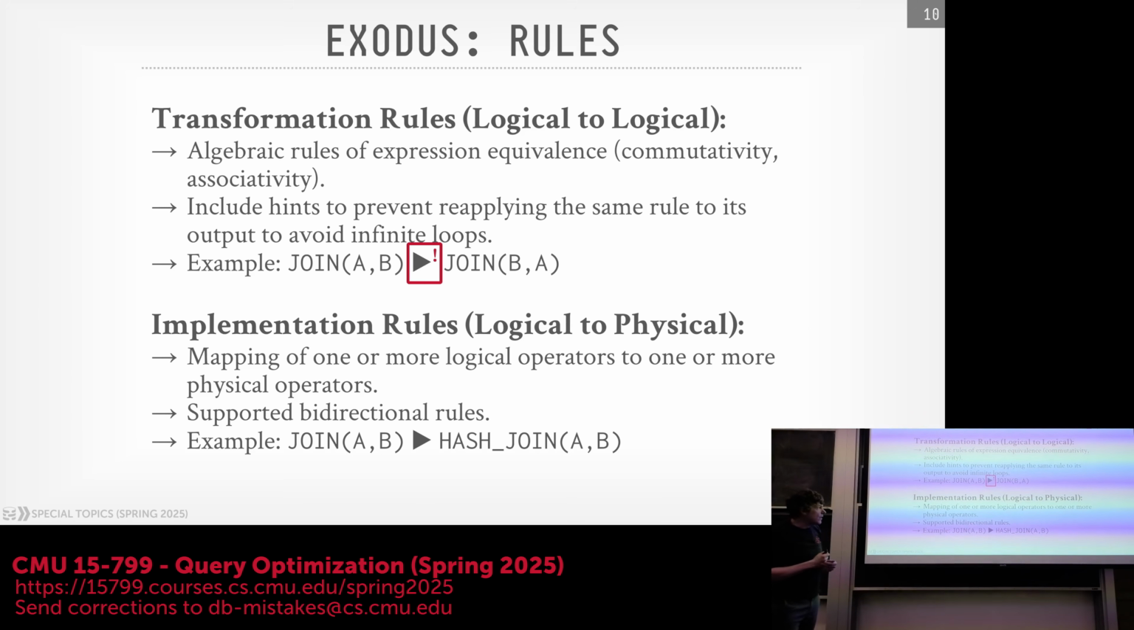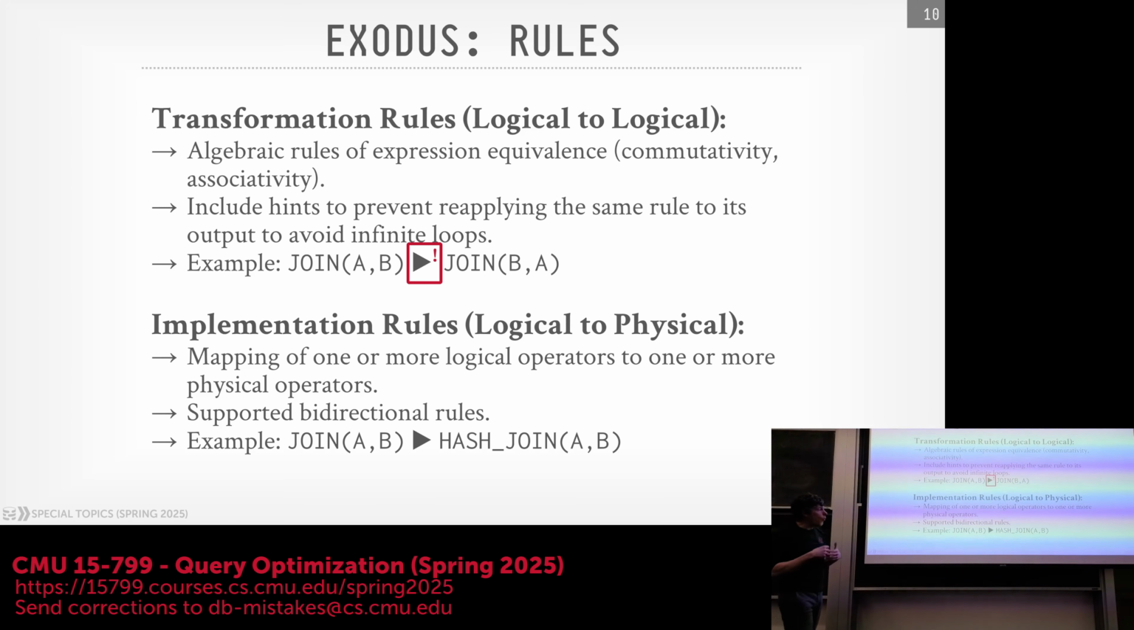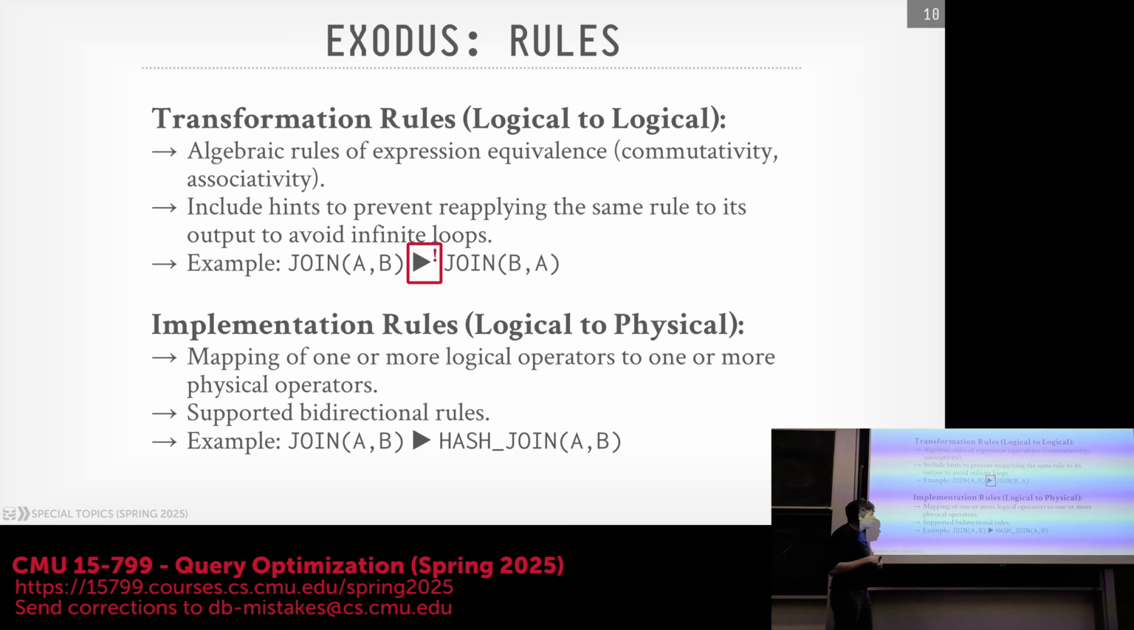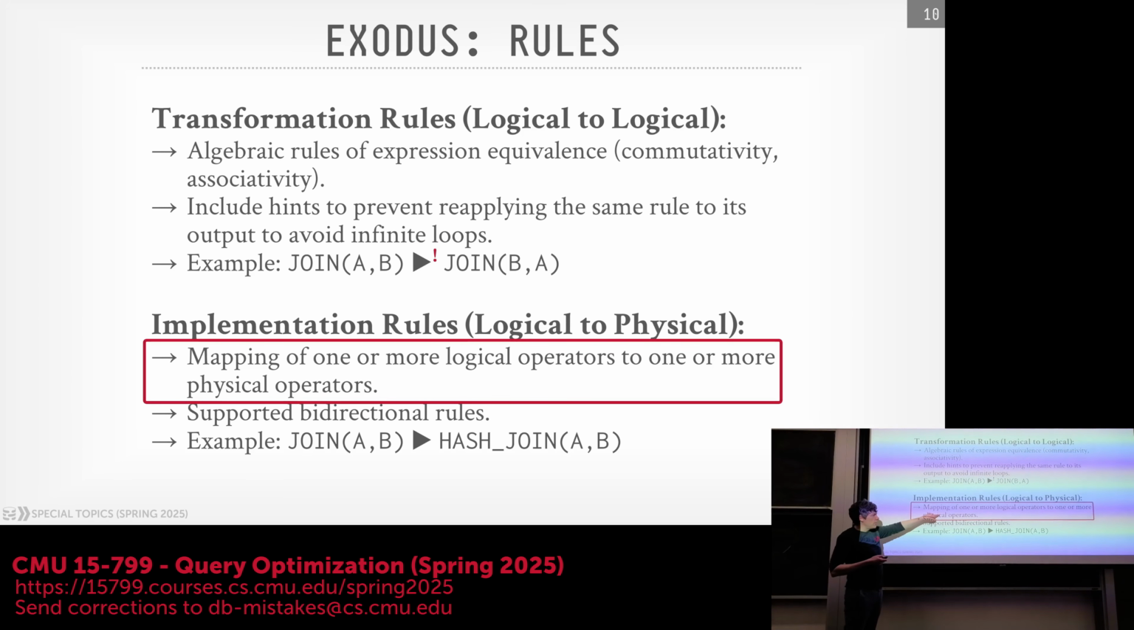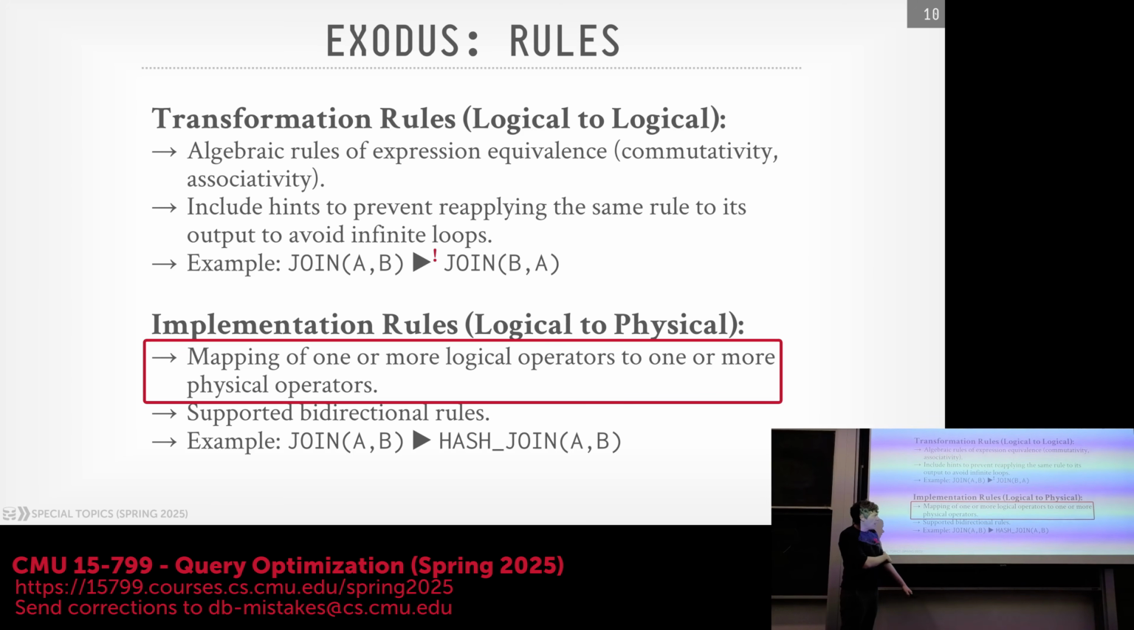And then the implementation rules, again, are just mapping from one or more logical operators to one or more physical operators. And so this is going to be a key distinction in Exodus compared to Volcano. This is more aligned with what Starburst is doing. So I think Starburst is more convoluted than this in some ways.